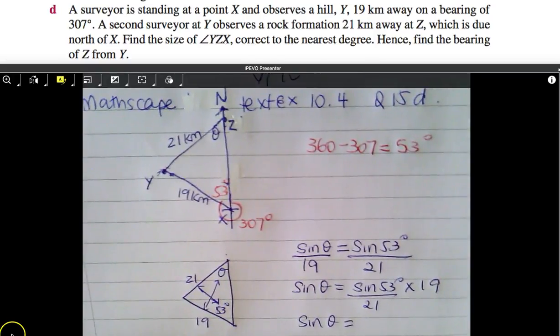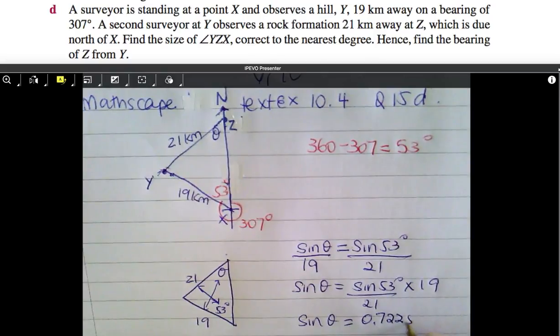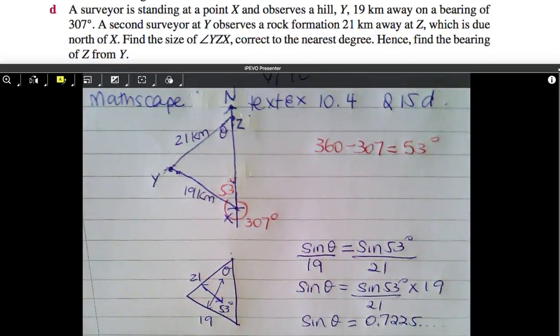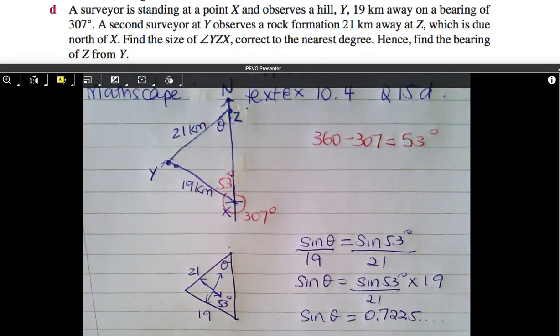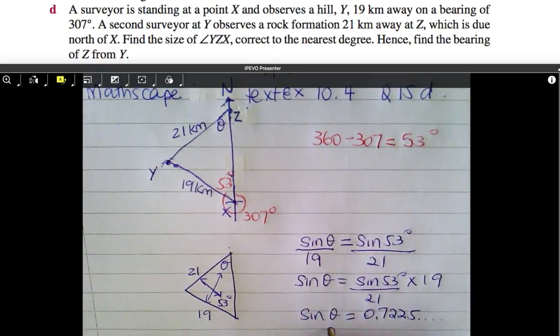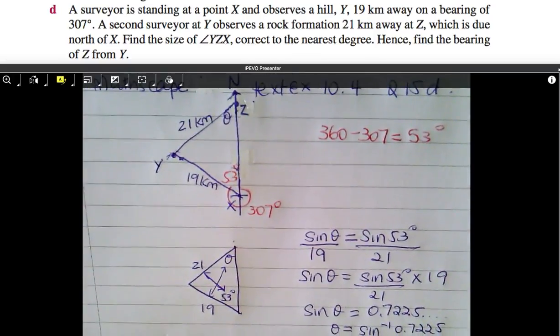Has anyone worked it out? Etc. dot dot dot. Now, you don't have to put the whole thing down. You just put your dot dot dot, meaning I know it continues. I'm not going to round it off. So therefore theta is sine to the minus 1 of that, because sine of theta equals that.